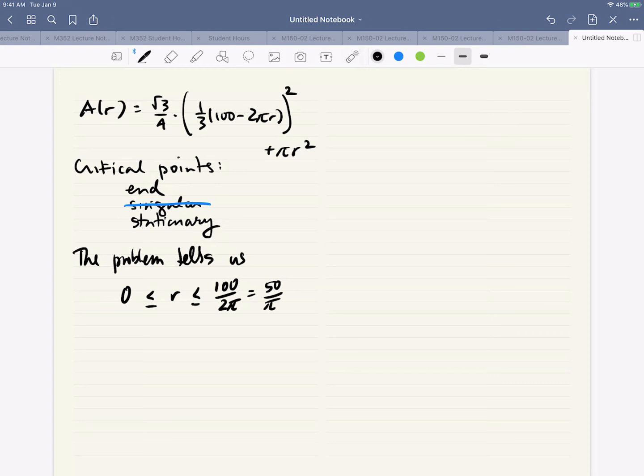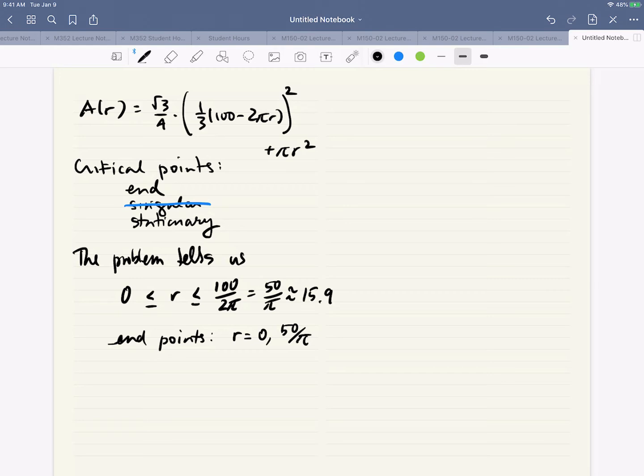And while we're here, let's take a second and figure out what that is. What's the decimal approximation of that? I'm typing this into my computer. That's approximately equal to 15.9. So these are going to be our 2 endpoints: R equals 0 and R equals 50 over pi, which is approximately 15.9.